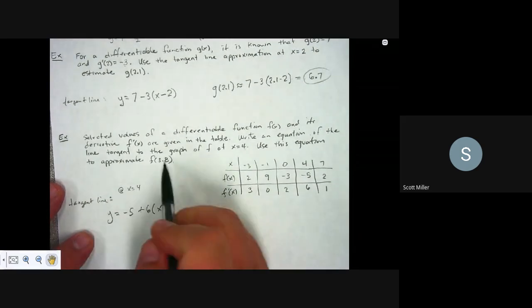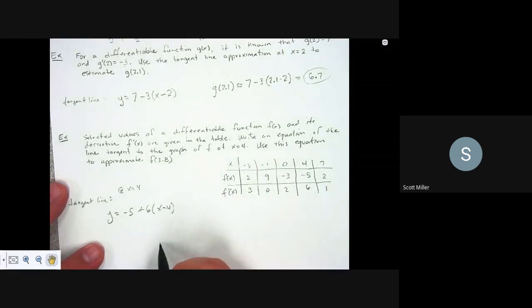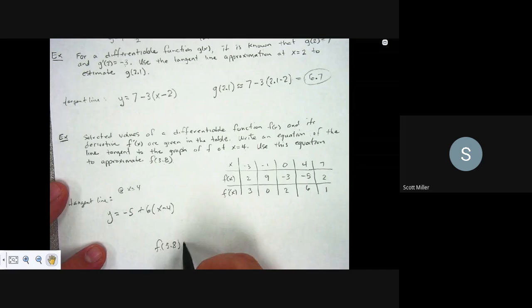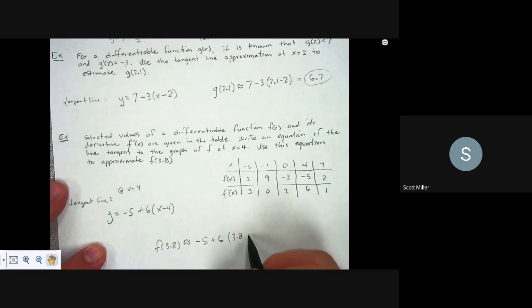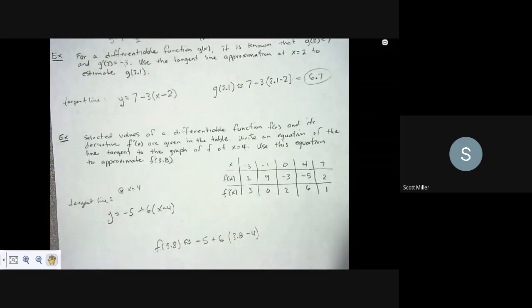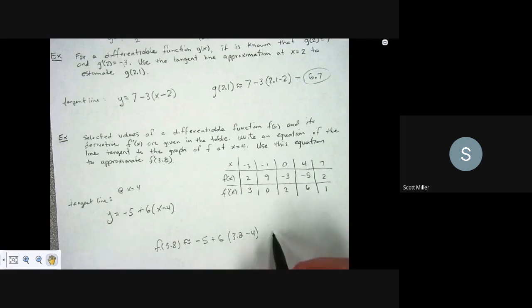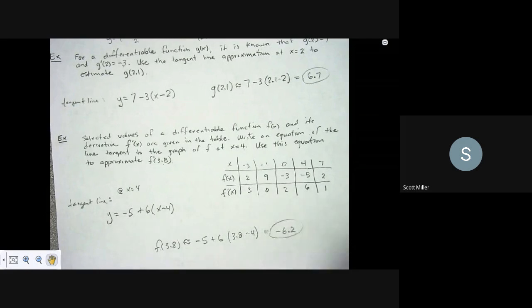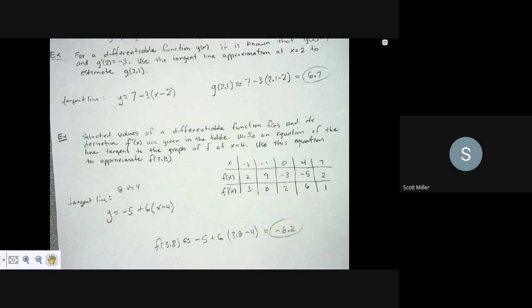Now I want to approximate that. So I simply say f of 3.8 is approximately -5 plus 6 times 3.8 minus 4. And then you work this out, and you should get a number that's 6.2. Okay, and that's my approximation.